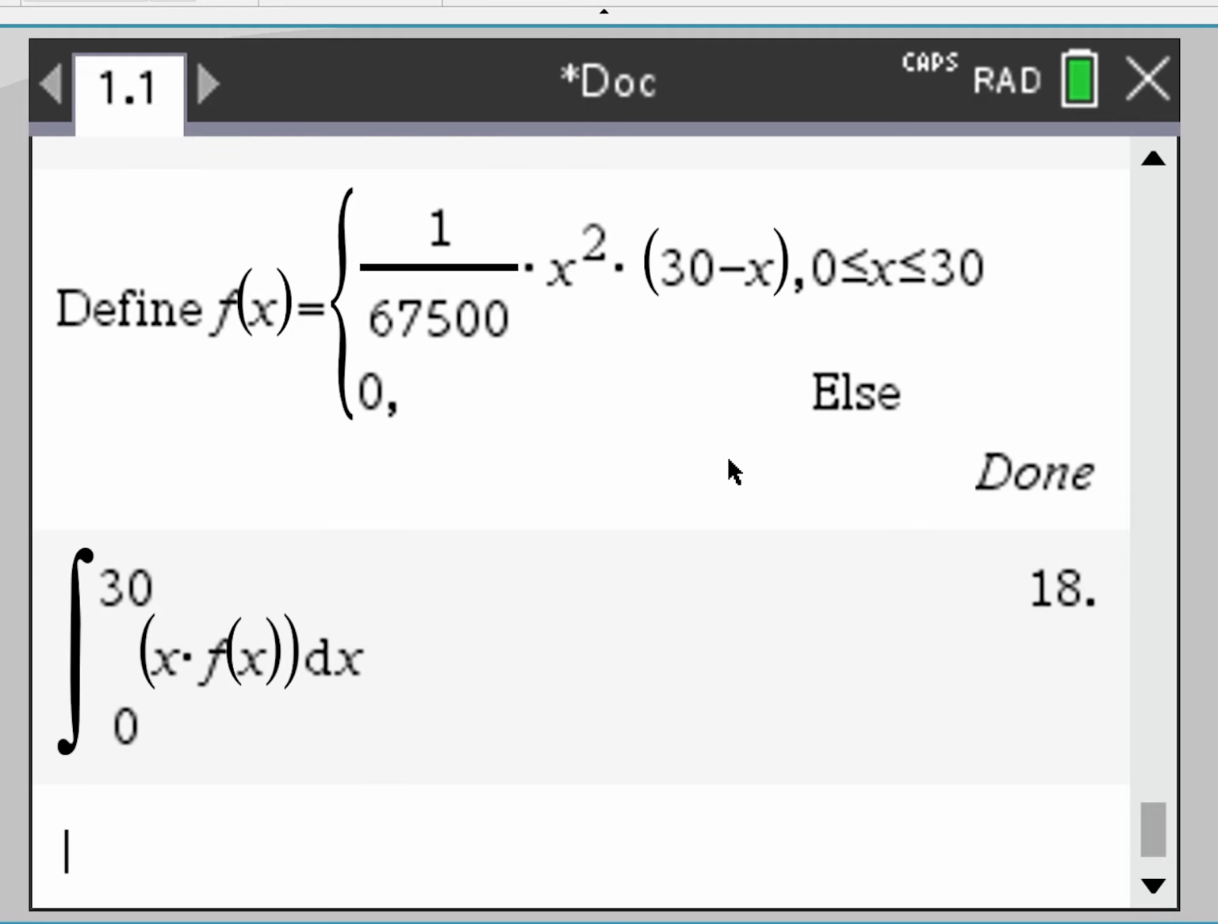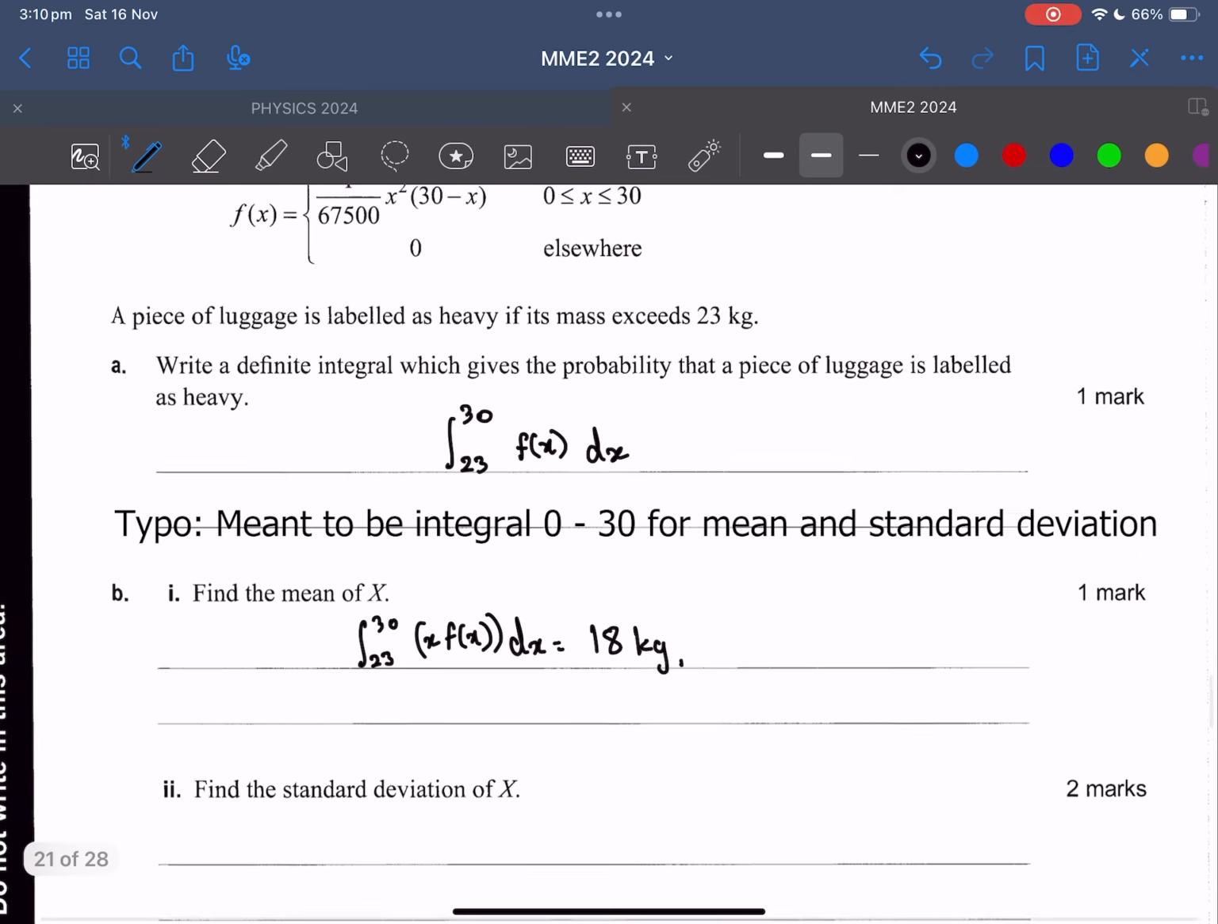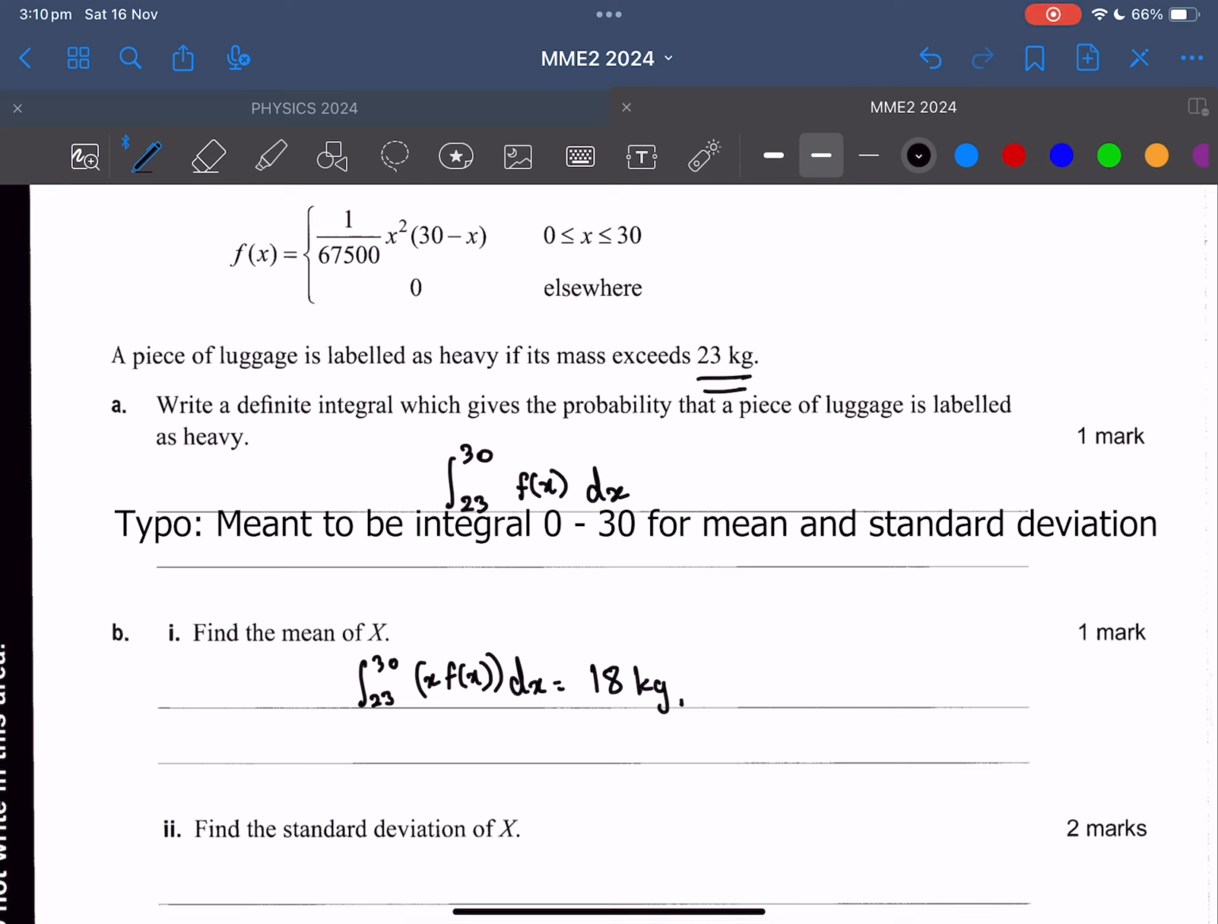That's our mean. So our mean was the integral of x times f of x dx, which was equal to 18 kilograms. Now, please make sure you write the units again. So if it's kilograms, write kilograms. Write the appropriate units everywhere, regardless of whether they ask or not. It's always better to be safe than sorry, okay?